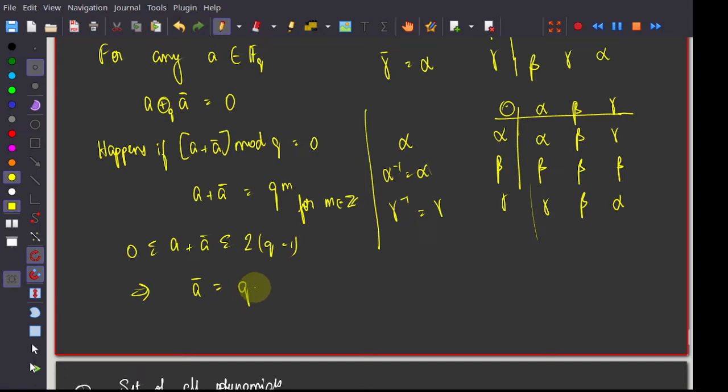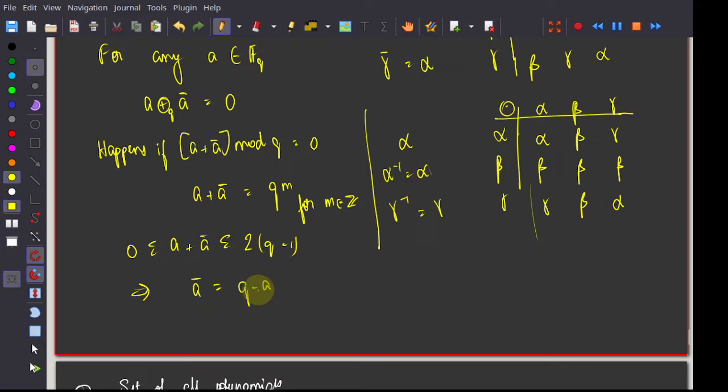Q minus A. So if I take A bar to be equal to Q minus A, is A bar always an element in ZQ for every A? It is, right? Because A is between 0 and Q minus 1, A bar will also be between 0 and Q minus 1 as long as A is greater than 0. So for any A between 1 and Q minus 1, Q minus A is between 1 and Q minus 1. That's a valid field element.